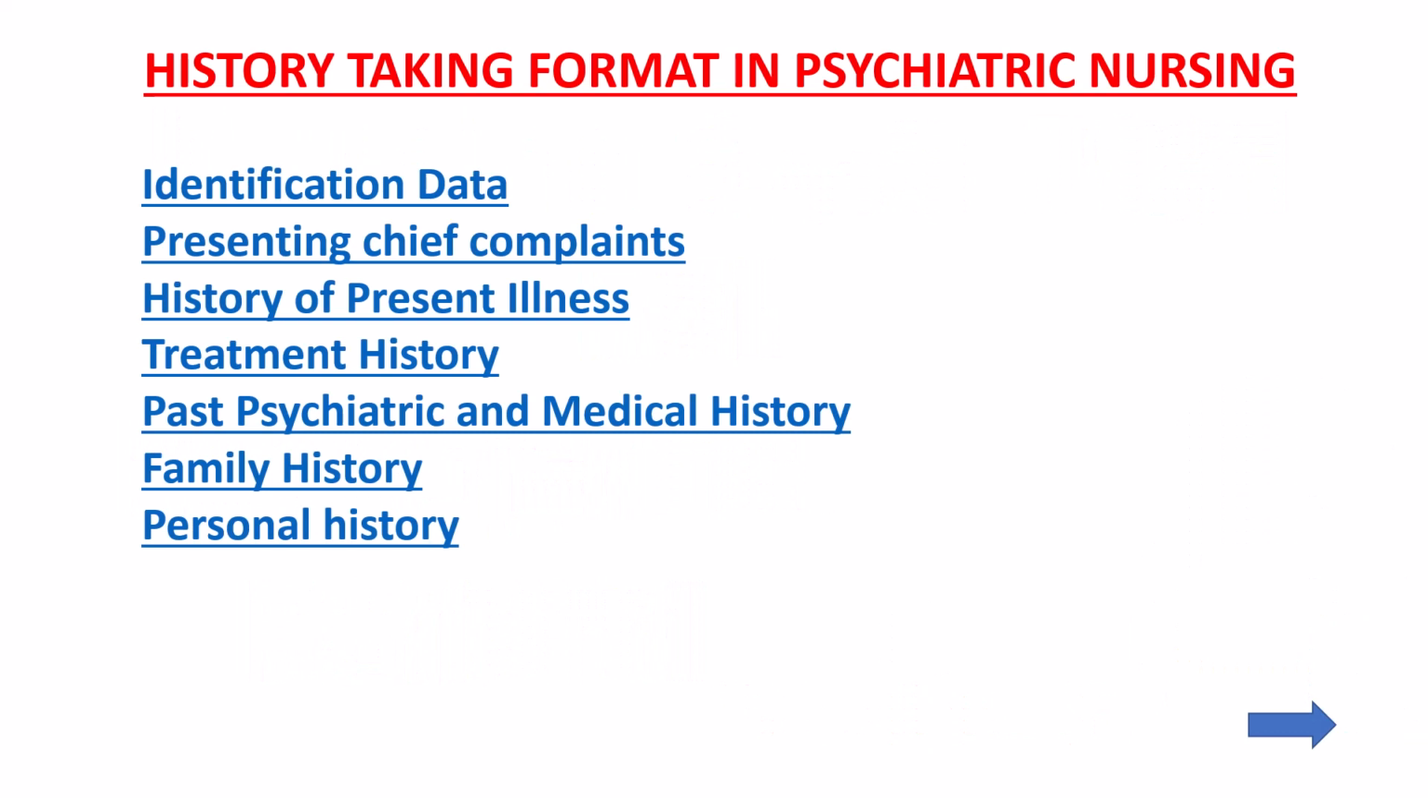So now we are going to see the care plan format for the history collection for the psychiatric patients. History taking format in psychiatric nursing. 1, 2, 3, 4, 5, 6, 7. These 7 things we have to collect from the patient.